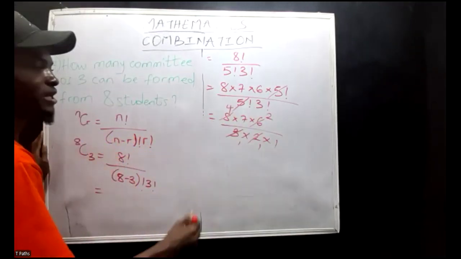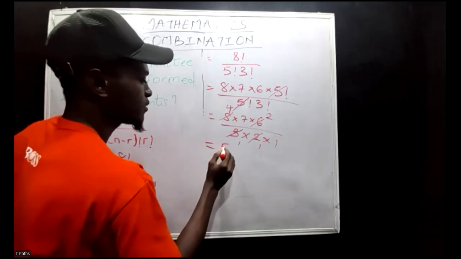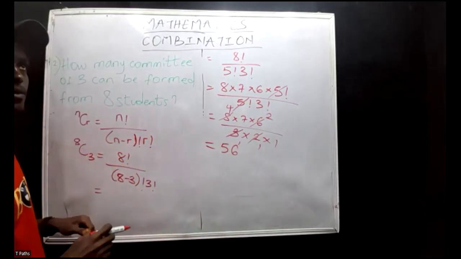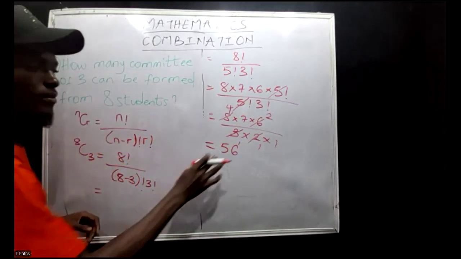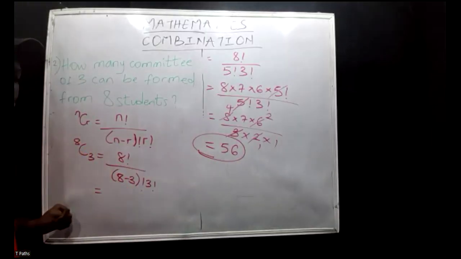Who can help us with that? 4 times 7 times 2. What's the answer? I think, guys, 4 times 7 times 2 is 56. The answer is simply 56.